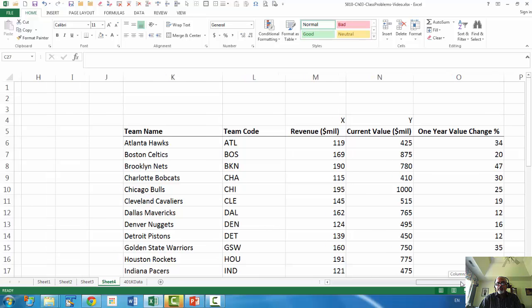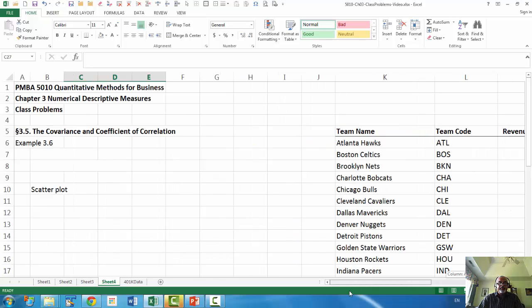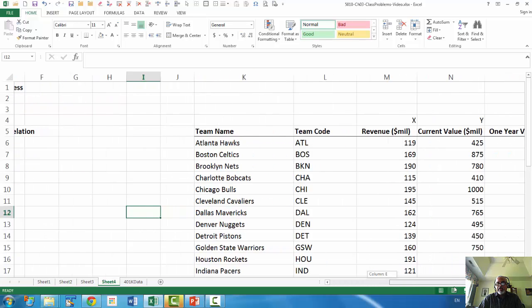Now we want to see whether there is a relationship between the revenue that the team is making and the valuation. So we will put revenue on the x-axis, valuation on the y-axis, and then plot the values first. So let's define x and y. So x is revenue in millions of dollars. So y is current value. So let's do a scatter plot.